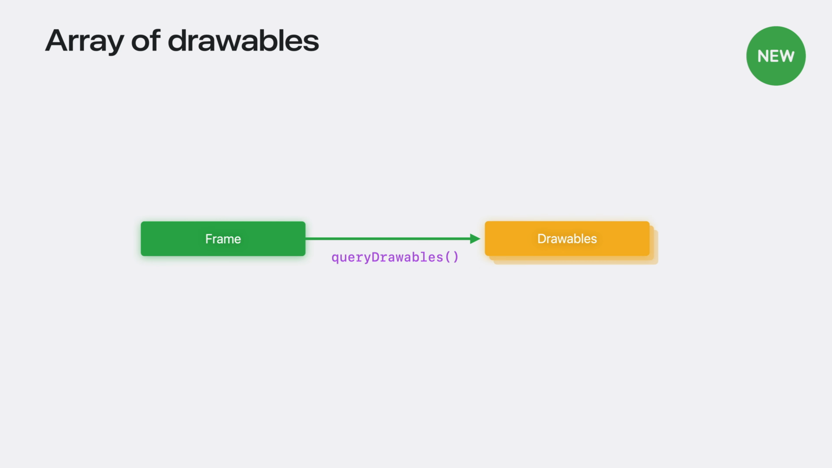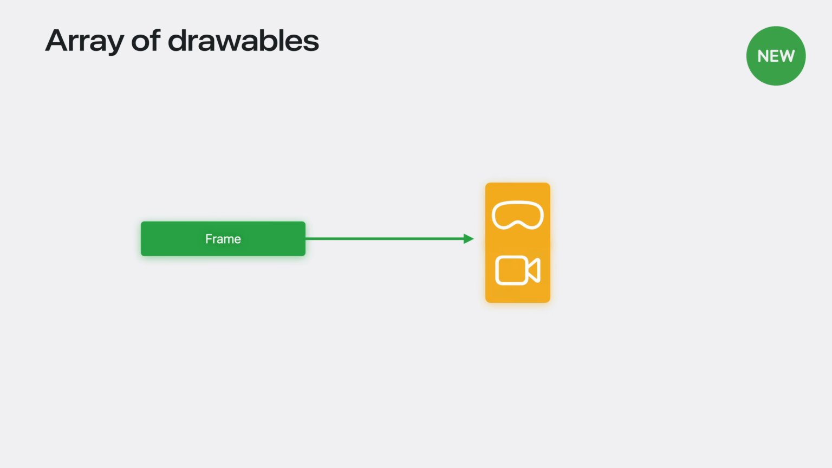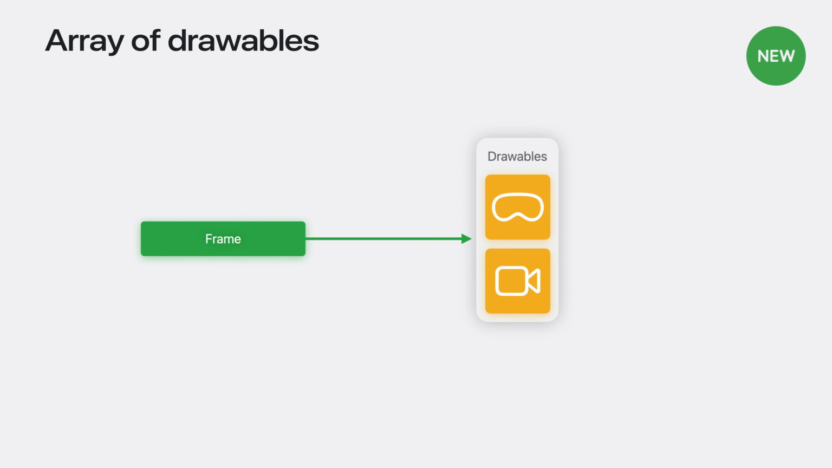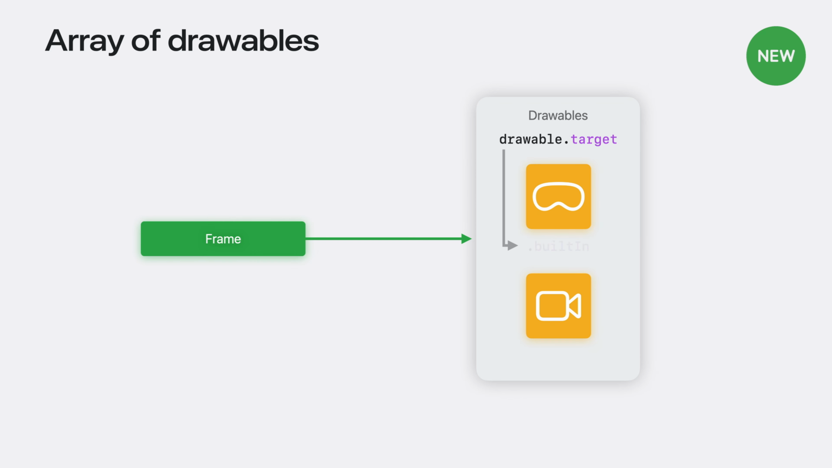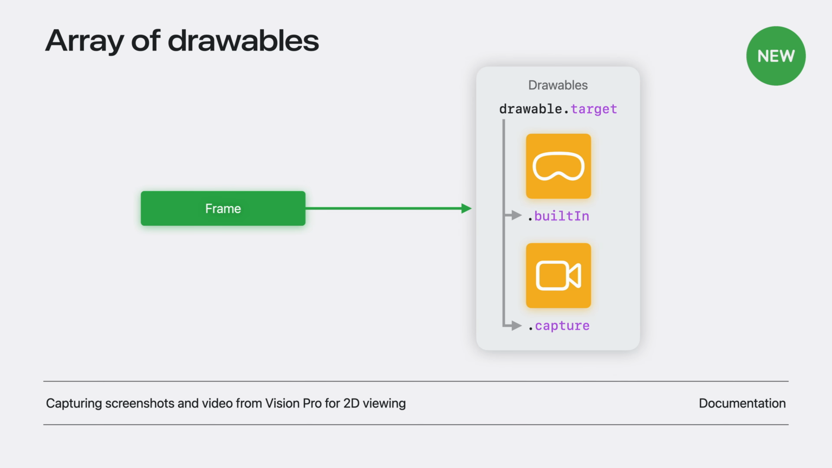This year, Compositor Services has a new queryDrawables function that returns an array of drawables. Based on system context, this array will contain 1 or 2 drawables. Most of the time, you'll get a single drawable. However, whenever you're recording a high-quality video with Reality Composer Pro, a frame will return 2 drawables. You can identify the drawables with the new target property. The one for your Vision Pro display has the built-in value, and the one for your recording has the capture value. To learn how to capture high-quality videos, take a look at the developer documentation.